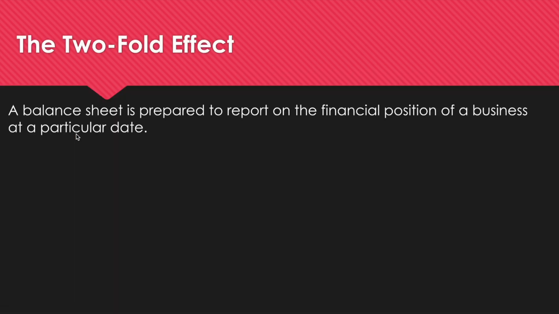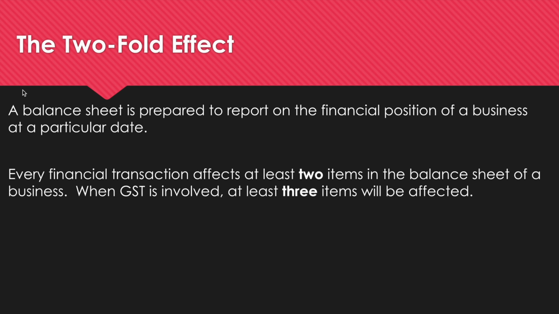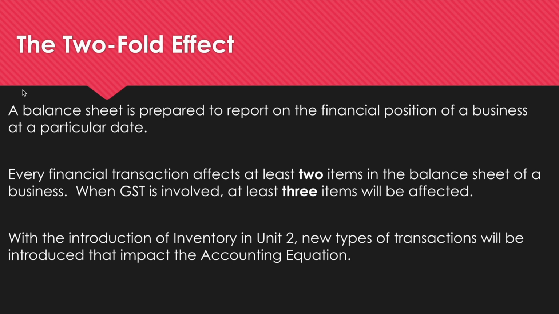So let's go. The twofold effect: a balance sheet is prepared to report on the financial position of a business at a particular date. Every financial transaction affects at least two items on the balance sheet of a business. When GST is involved, at least three items will be affected. With the introduction of inventory in Unit 2, new types of transactions will be introduced that impact the accounting equation. The accounting equation is, of course, A equals L plus E, which is assets equals liabilities plus owner's equity or total equities.